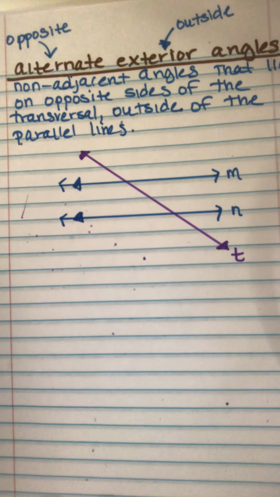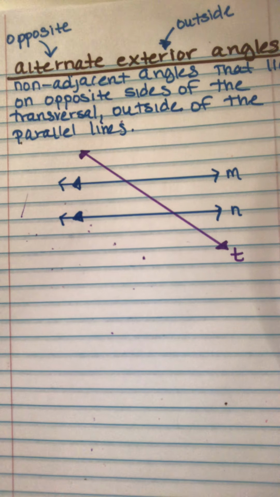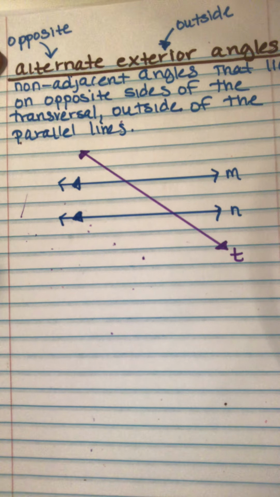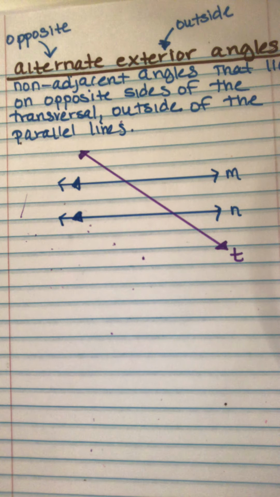All right, so we're talking about alternate exterior angles, and I said that if I was in a classroom, I would have my students explain to me what they thought alternate meant. Like, what does it mean to alternate? And then hopefully my kids would say, oh, it means the opposite. And I would say, yeah, and I'm going to go ahead and write that word there. So when you think alternate, think opposite.